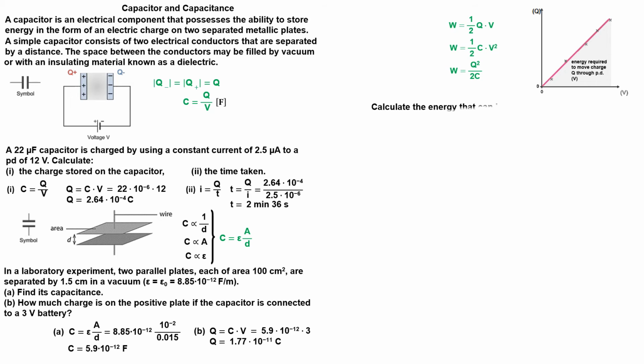Calculate the energy that can be stored on a 5000 microfarad capacitor that is charged to a potential difference of 25 volts. We are given the capacitance and the voltage, so we take the second formula and replace the capacitance with 5000 microfarad and voltage with 25 volts.